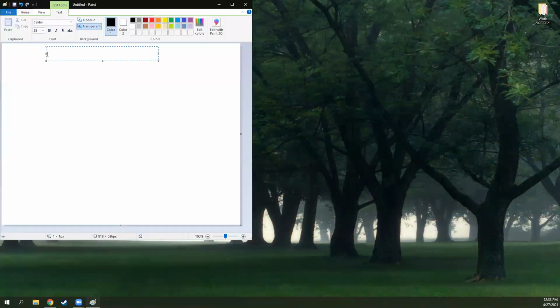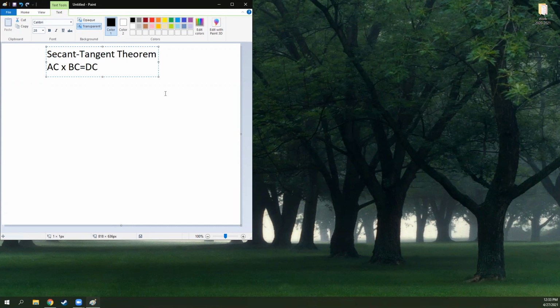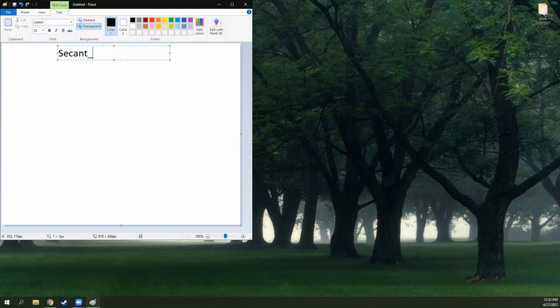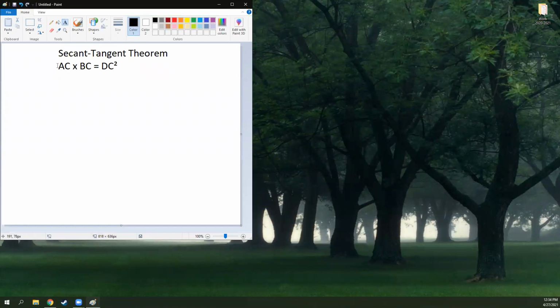The very first one is going to be secant tangent theorem. And what secant tangent theorem is, AC times BC, this is going to make zero sense, but I promise you it'll make sense in a second, will equal DC. Oops, I messed it up. Let's try this again. Secant tangent theorem, and it is AC times BC equals DC squared. There we go. All right, that's correct. AC times BC equals DC squared.